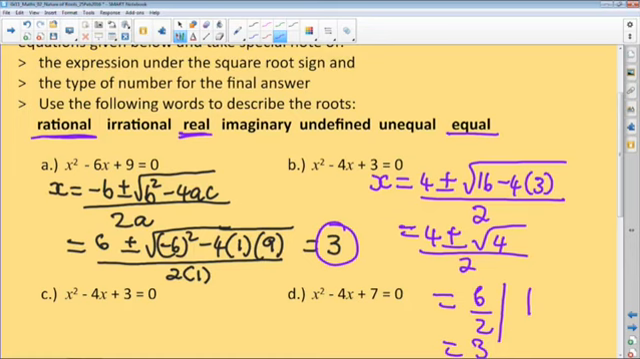So for number one, again, we go back here. It is also rational, and it's real. But the roots are not equal, so it's unequal roots.